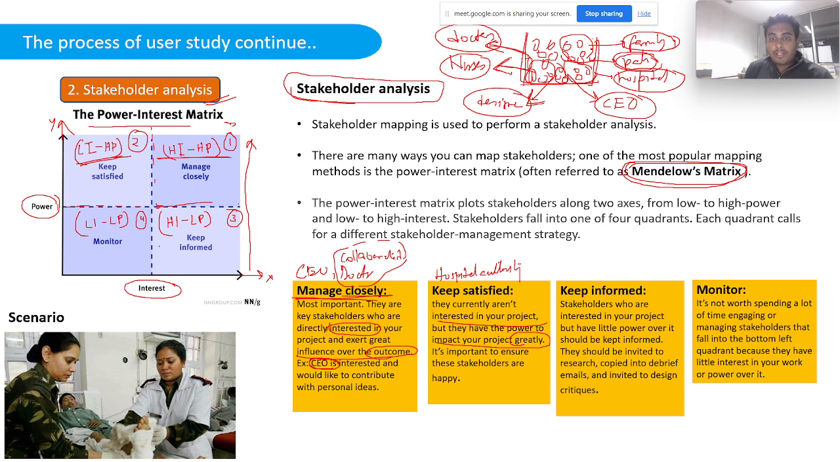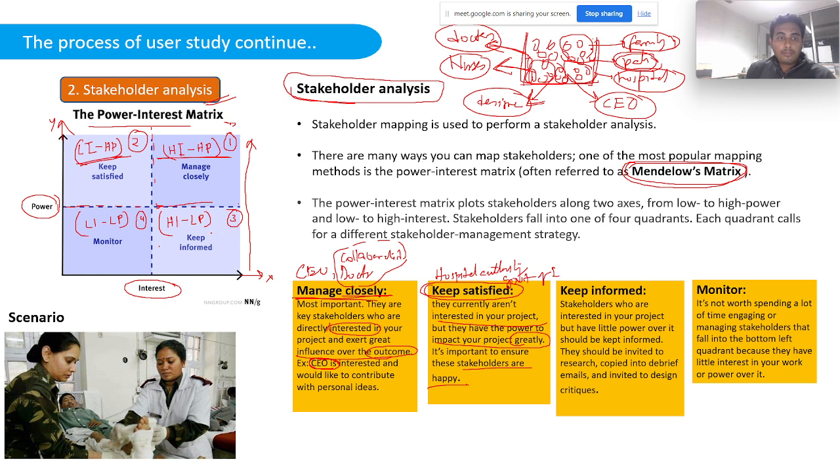Now, hospital authority is someone who may not be interested in your project, but they have the power. Or the government of India in policy building, they may have the power, but they are not interested currently probably in your project because they are unaware of your project. So you need to keep these people satisfied. Okay, so you need to keep them happy.